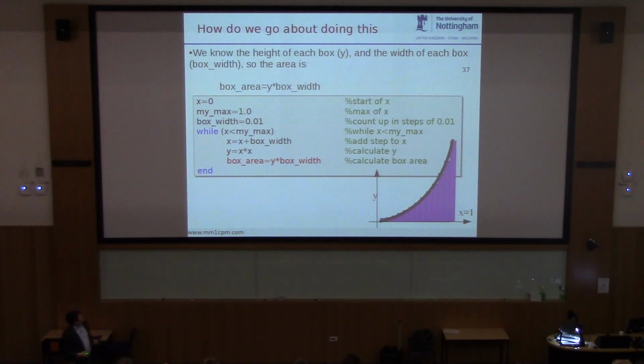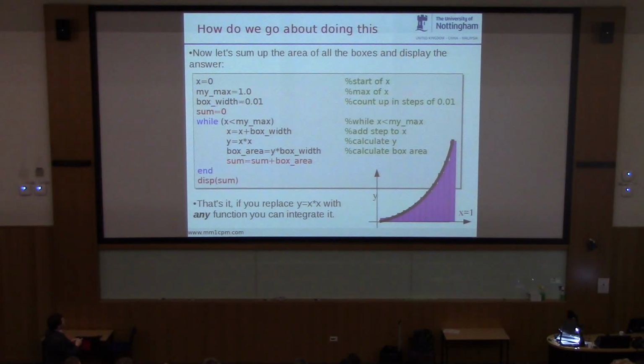Now, the final step is to add up the area of all these boxes. So what we do is we define the variable sum, which is just like the summation of everything. Then at each step, we go sum equals sum plus box area. So this will start off here. It'll add this area to the total, this area to the total, and so on. And at the end, we just go disp sum. So we've basically written a while loop which does an integration under a curve.